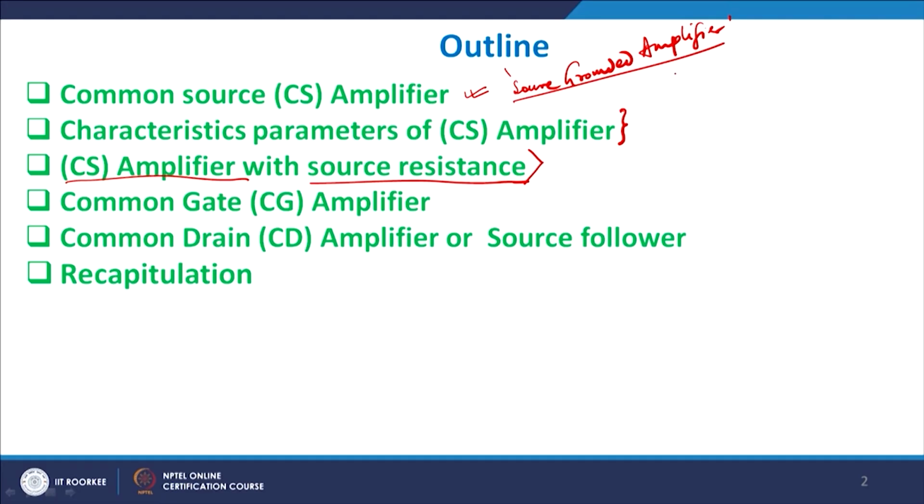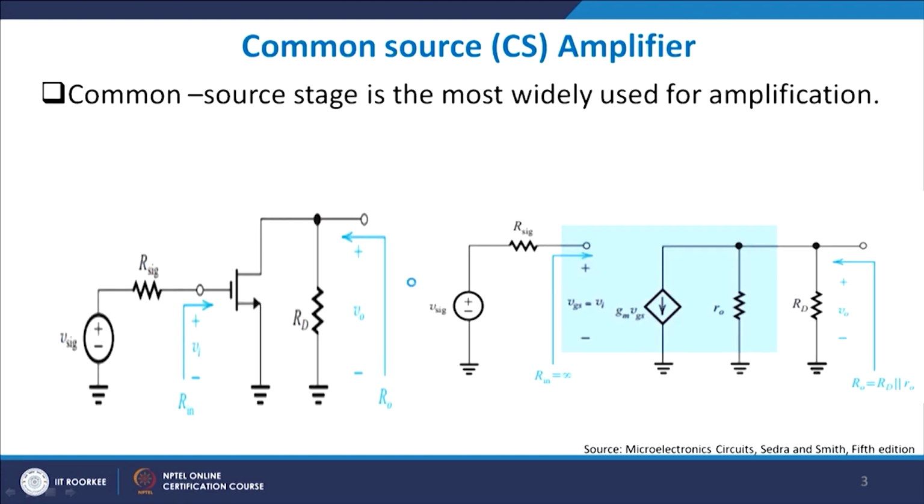After we have understood these three important points regarding CS, we go to common gate and then source follower or common drain, also referred to as a source follower, and there are certain reasons why we study CG and CD, but the most commonly used amplifier is basically a common source amplifier.